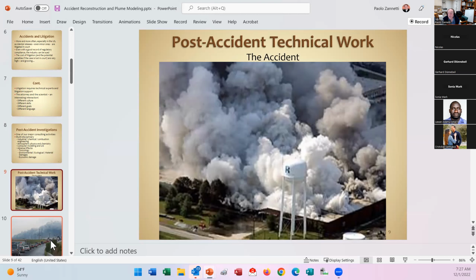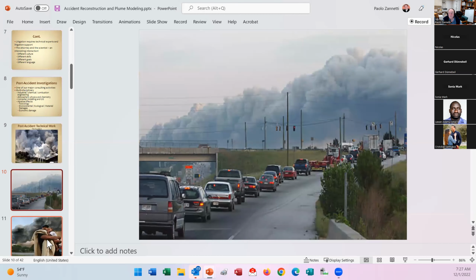What is an accident? An accident is something that happens, a fire, an explosion, a leak. You have a plume, all of a sudden, this is on the news. All of a sudden, people are scared. People take the car, they drive away. Sometimes they don't know where to drive.